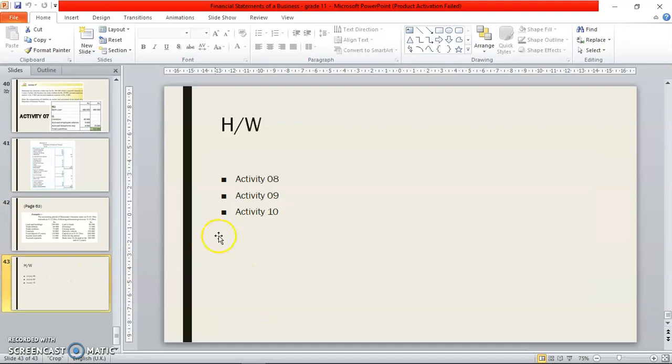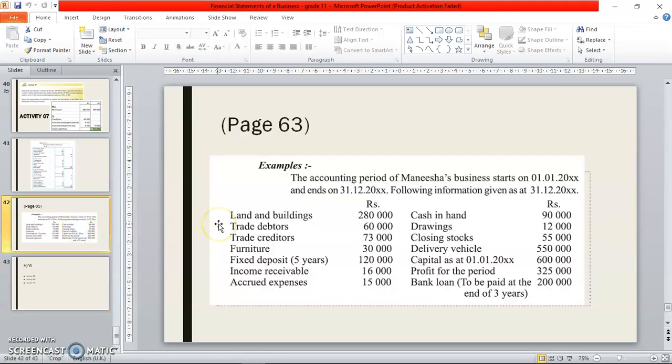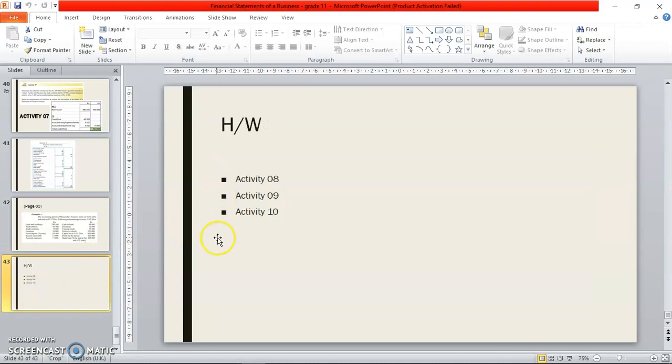So there is homework for you all: activity 8, 9 and 10. That's not hard. I want you all to do it and send it to me. I want to see the example as well, but it's better if you all can check it with the book. But the activities I want to check.